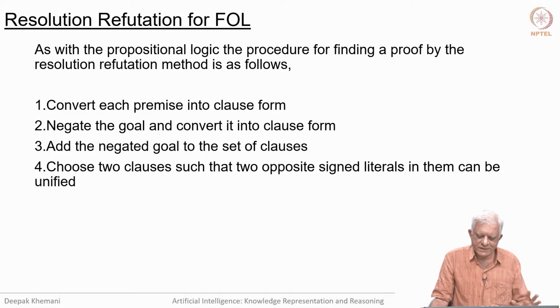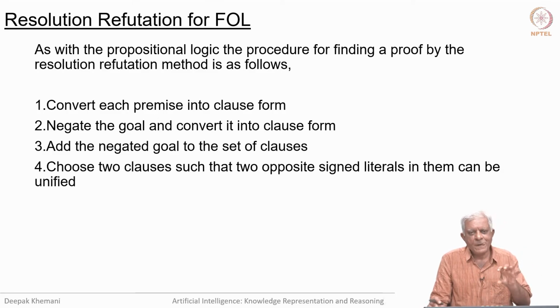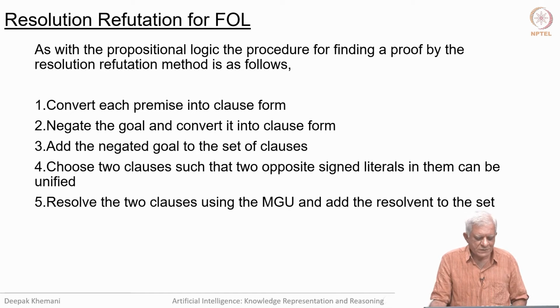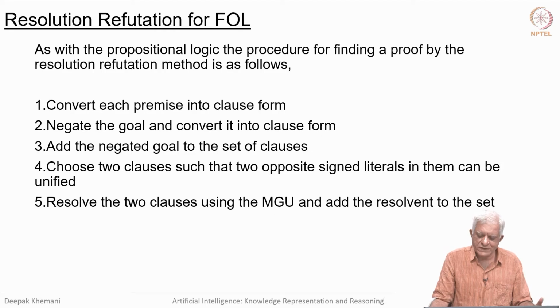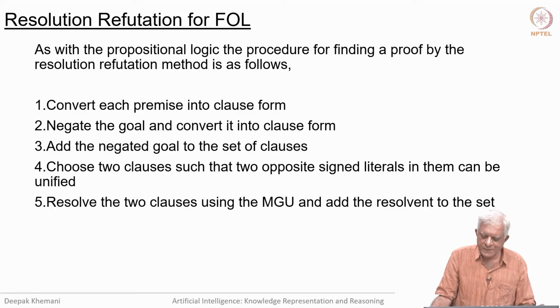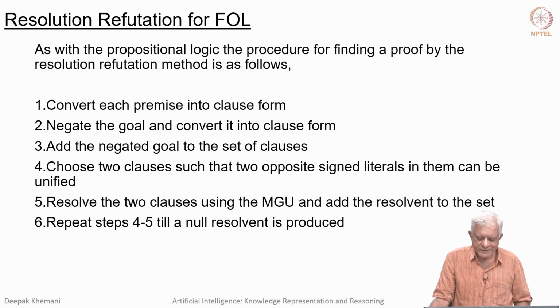Choose two clauses such that the opposite sign literals in them can be unified. So, if one clause has an atomic formula, and the other clause has a negation of the atomic formula, then you can remove that from both. Resolve the two clauses using the most general unifier, and we have seen the procedure for constructing the most general unifier, and add the resolvent to the set essentially. Repeat steps 4 and 5 till the null resolvent is produced. Very similar to what we did in propositional logic, except that we have to handle all these variables and quantifiers here.